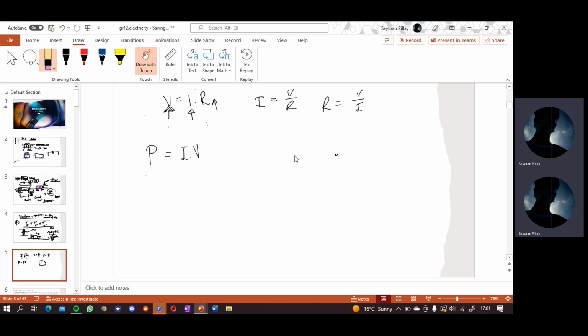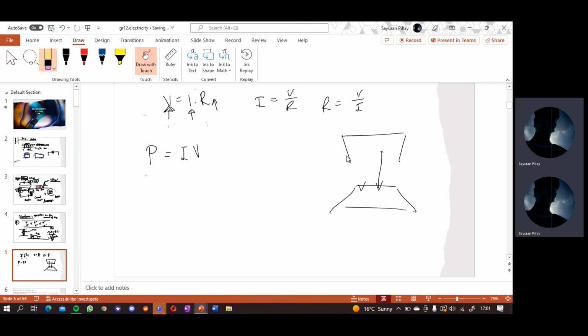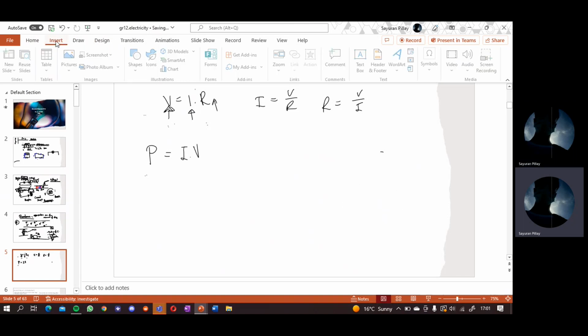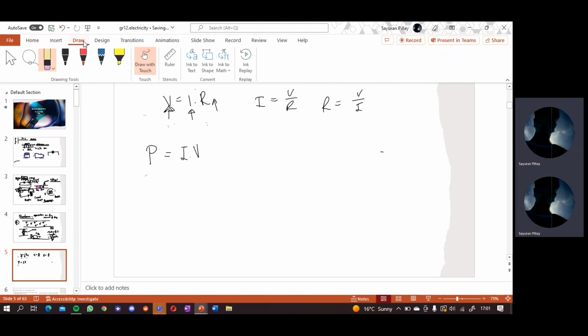You don't really work with plates or anything like that anymore. That was taken out of your syllabus a while ago. You know, you get these charged plates, and then you look at how charge moves between them. You don't really do that anymore, though that is very interesting. But so power is IV, or VI, however you like to say. It's the same thing really.